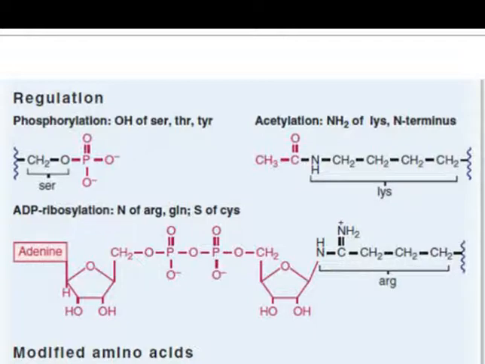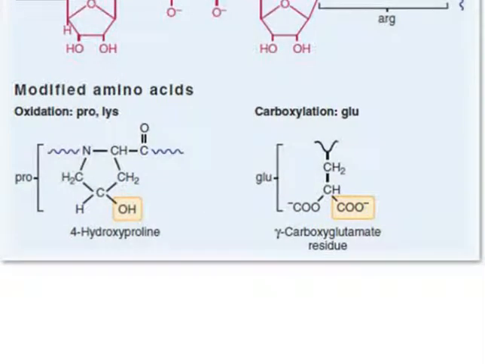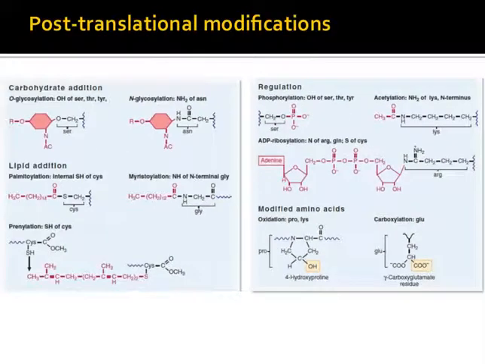And then other examples of regulation are phosphorylation and acetylation. We've seen this many times. And we recently saw ADP ribosylation as a mechanism of action for some toxins, like the diphtheria toxin. Other modified amino acids that help in folding are hydroxylation of proline, for example, or the carboxylation of amino acids, very important in clotting.